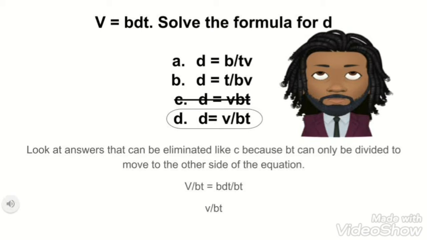So basically, you're looking for D, as in David, equals V over BT. Now, all of these look a little confusing, but D is definitely saying that. And we just wanted to get D by itself. V over BT. And if you got that answer, good job. You ready?